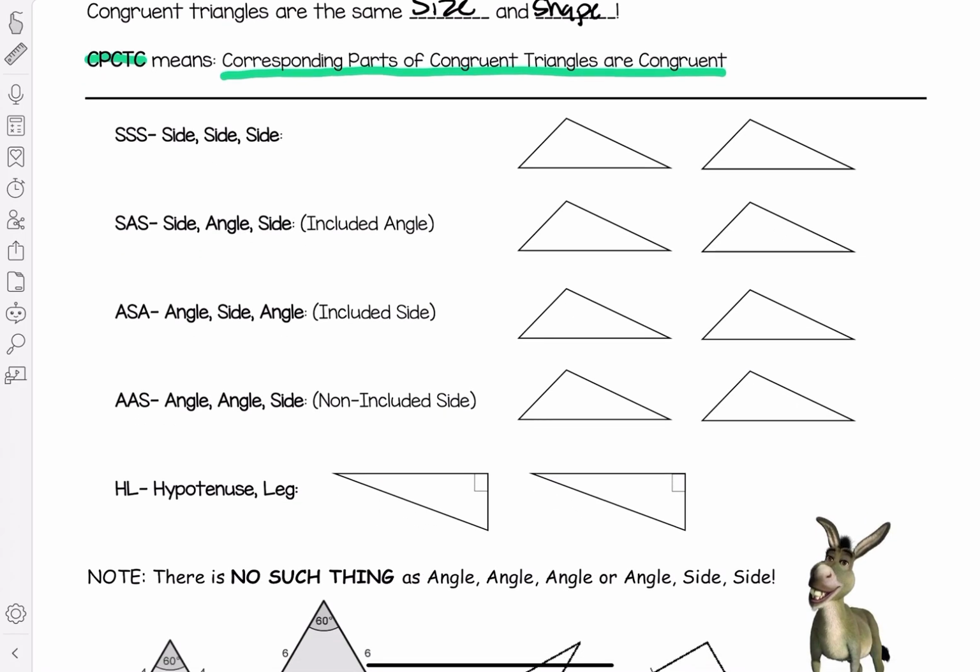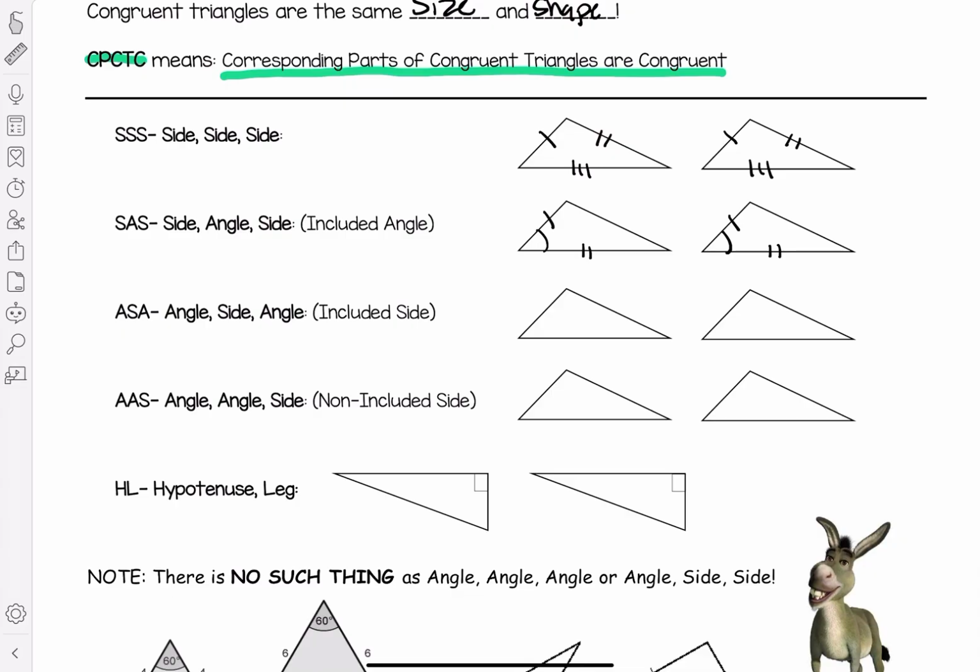So, if I have a side, side, side, that means this side matches this side, this bottom side matches this bottom side. Side, angle, side means I could pick this side to match this one, this angle to match this angle, then this side to match this side. Now there's obviously a lot of different options, so if you want to pick a different option, that's fine. Just make sure that the angle is in between.